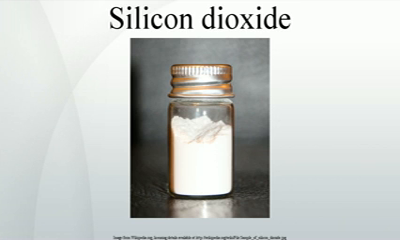Silicon dioxide, also known as silica, is a chemical compound that is a dioxide of silicon with the chemical formula SiO2. It has been known since ancient times. Silica is most commonly found in nature as quartz, as well as in various living organisms.